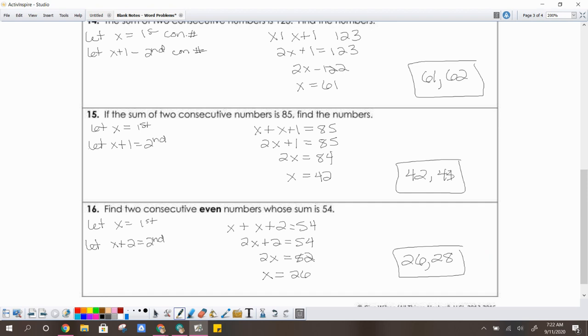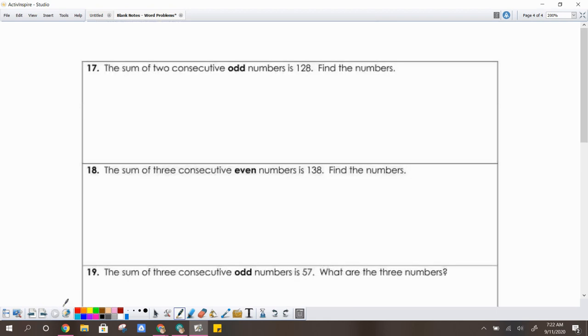Okay, so we're going to try a couple more. This one says the sum of two consecutive odd numbers is 128, so find the numbers. So go ahead, pause, try this.